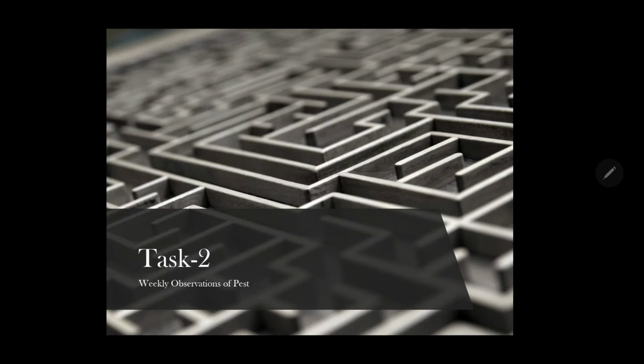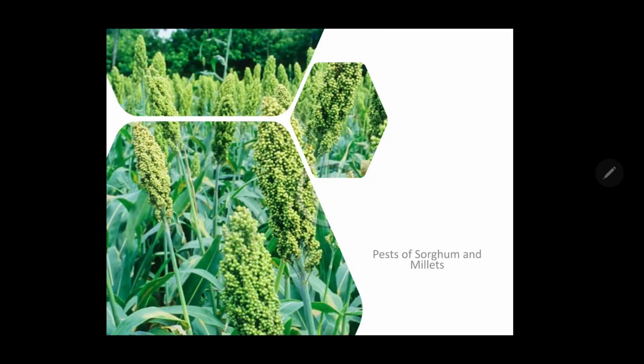So this is our task number 2, and hope you will complete both the tasks within time. In addition to that, you can also write an IPM report of our latest pest, that is fall armyworm. Now we are going to move towards the new crop, that is pests of sorghum. I have already shared the notes of pests of sorghum.